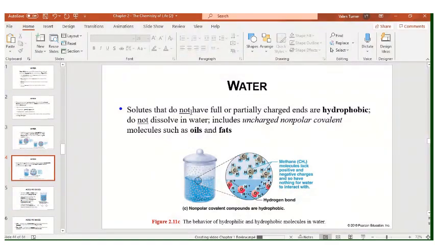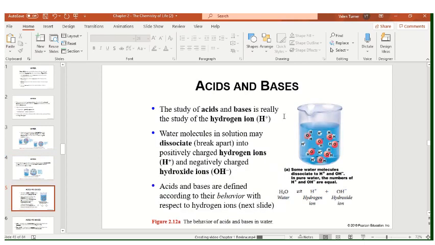If you do not have charges, how do you not have a charge? Remember, that's the result of a non-polar covalent bond. Well, the water can't pull you apart. Things like oils and fats are the results of non-polar covalent bonds, so they are not charged, so they will not dissolve in water and are considered hydrophobic. So that's water, and know those definitions.